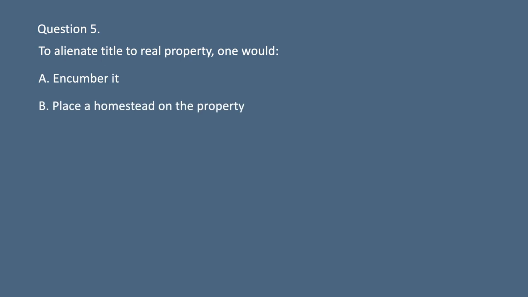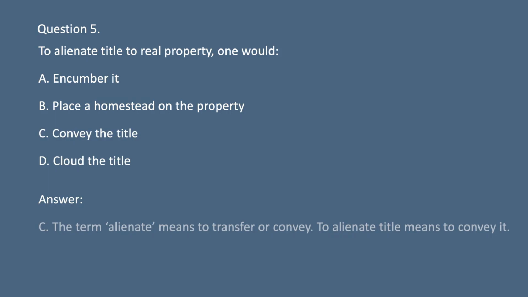Question 5. To alienate title to real property, one would: A. Encumber it. B. Place a homestead on the property. C. Convey the title. D. Cloud the title. Answer: C. The term alienate means to transfer or convey. To alienate title means to convey it.